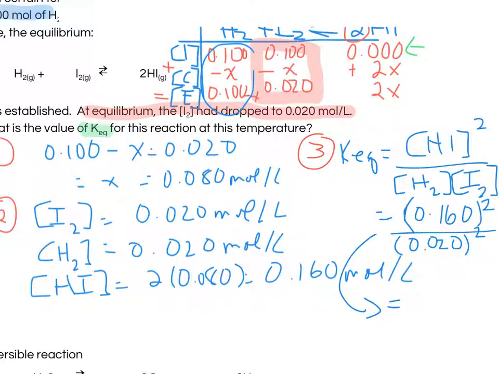I'm getting 64. So the KEQ, the equilibrium constant for this particular reaction, given the concentration at equilibrium of I2, is 64. Hopefully you found that to be okay. I think we're ready to start a third calculation.